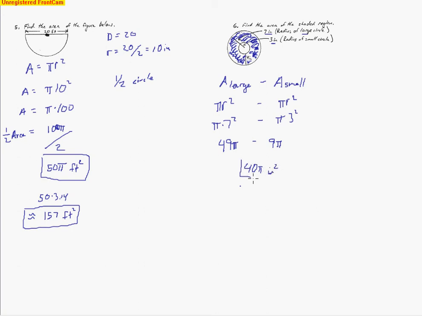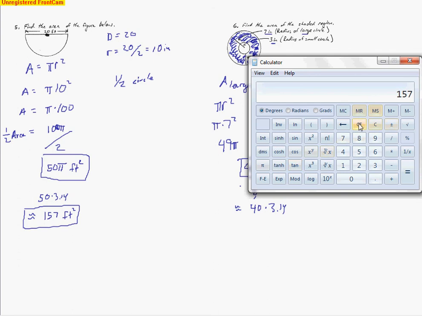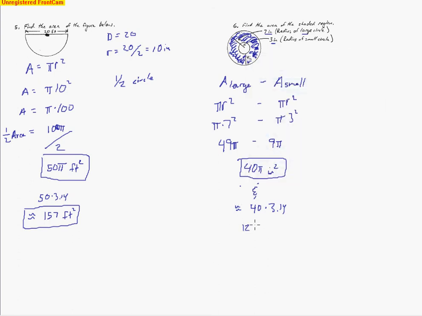So this is the exact answer, and I'm going to find the approximate by doing 40 multiplied by 3.14. So let's go ahead and do that real quick. So I punch into the calculator 3.14 times 40, and that gives me 125 and 6/10, and these are inches squared.